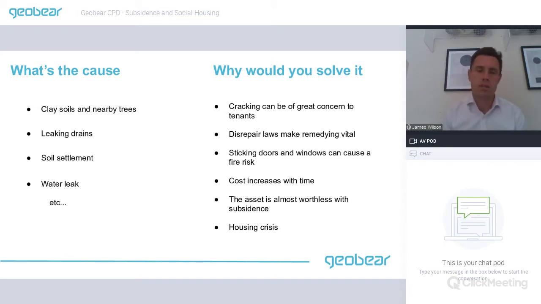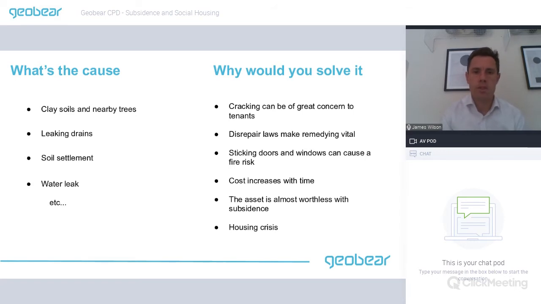Washing more in granular soil, but it can be in clay soils as well, where leaking drains can cause local strength deficiencies underneath foundations. And then just settlement, that's really only in granular soil, but if the soil just settles over time, in a made ground type of soil, or there's just a water leak of any kind, like the incoming water pipe bursts or something. There's other causes, but let's say they're the main ones.